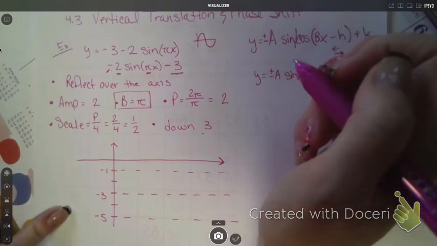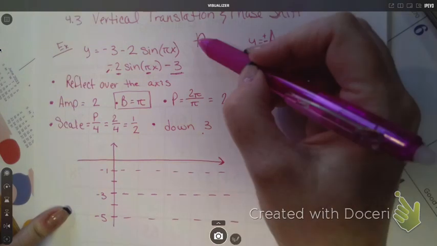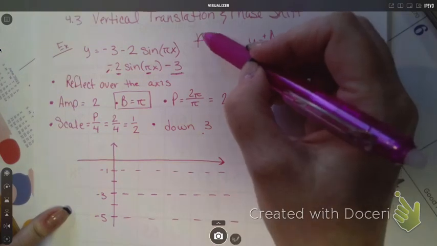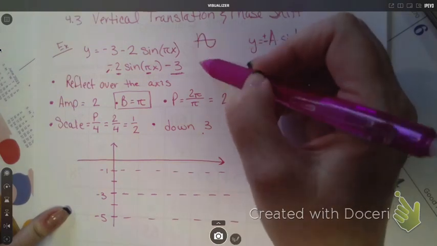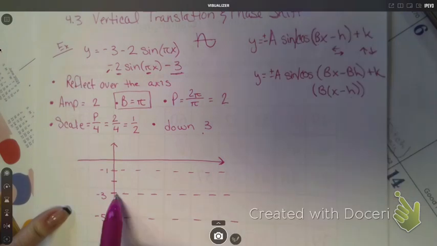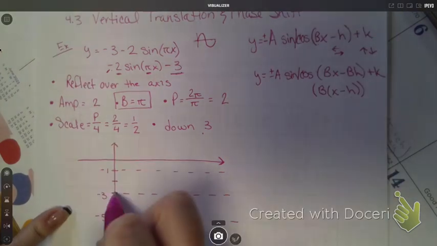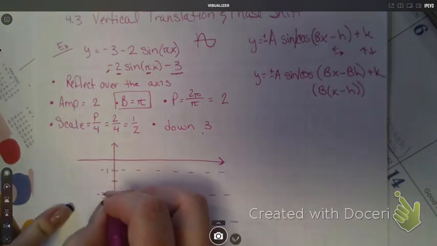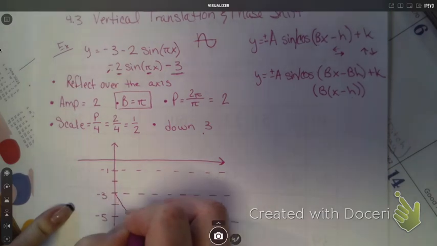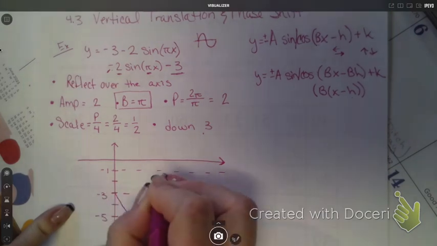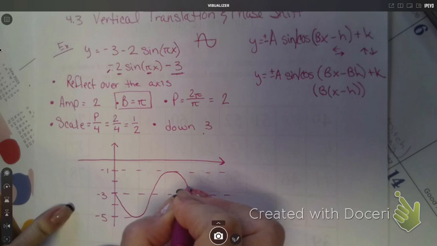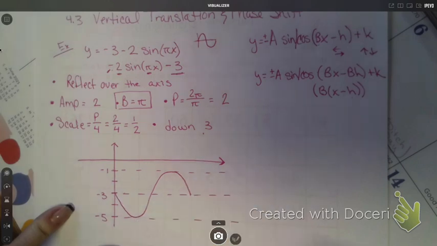Yes. So this one's not going to start at 0 and go up. It's going to start at 0 and go down. But our new 0 is -3. So just make yourself a midline, and make sure you stop on the axis. Don't go past it.